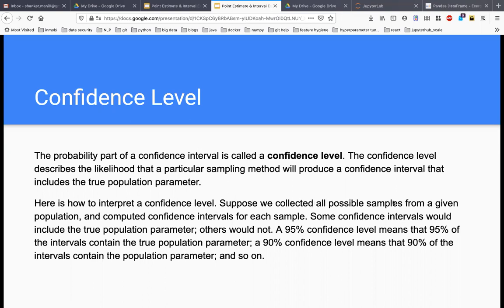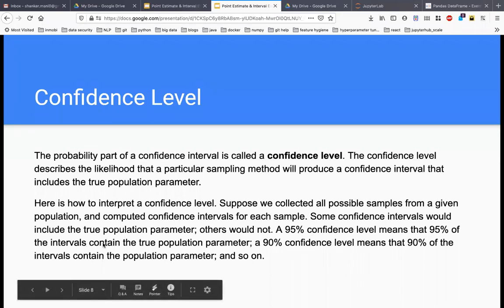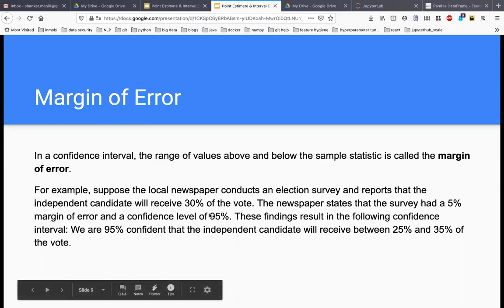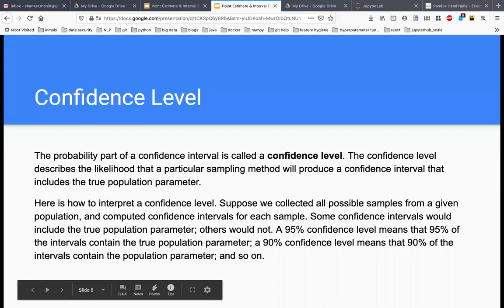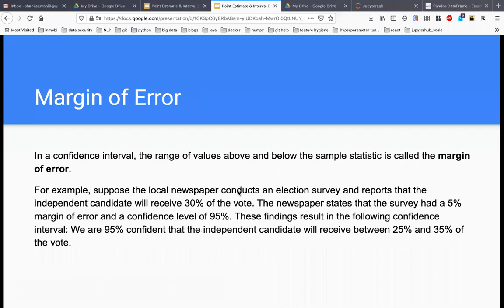Suppose we collect all possible samples from a given population and compute confidence intervals for each sample. Some confidence intervals would include the true population parameter, others would not. A 95% confidence level means that 95 of those intervals contain the true population parameter. A 90% confidence level means 90 of those intervals contain the population parameter, and so on. Any questions, any doubts? I think it should be pretty straightforward, right?